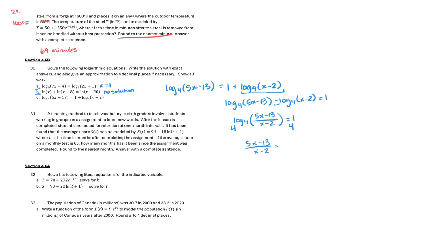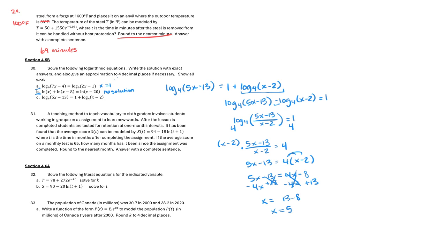So then I will have 5x minus 13 over x minus 2 equal to 4, because this is 4 to the power of 1, which is just 4. Then I'm going to multiply this over. So then I'll have 5x minus 13 equal to 4 times x minus 2. Distribute this out. 4x minus 8 equal to 5x minus 13. Minus the 4x over, minus the 4x, and then add the 13 onto the other side. So then I will have x equal to 13 minus 8, which is just x equals 5.